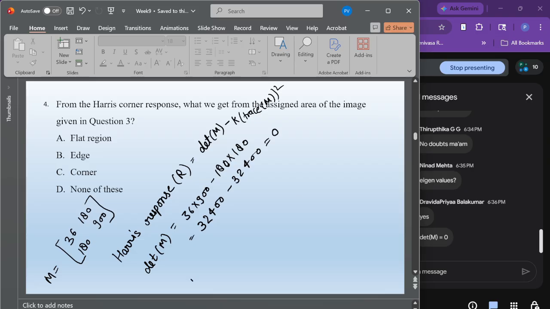Now we need to calculate the trace of the given Harris matrix. How can we calculate the trace? What will be the value of the trace? Can anyone of you tell?